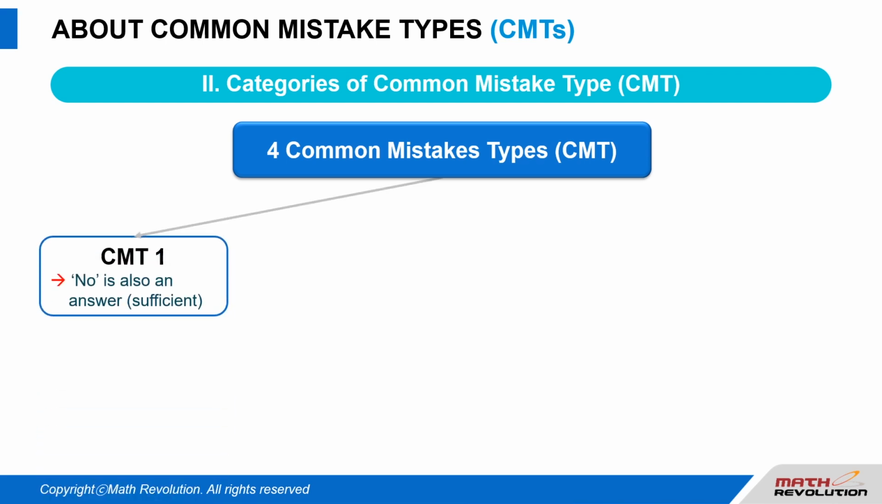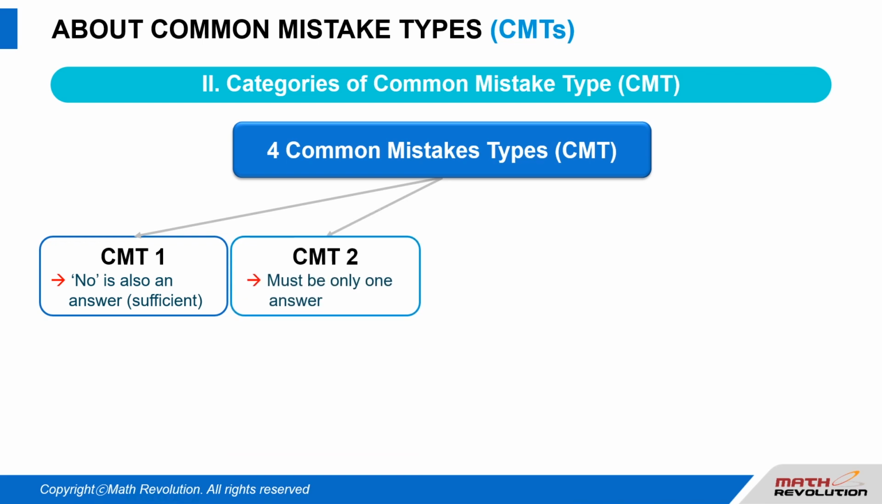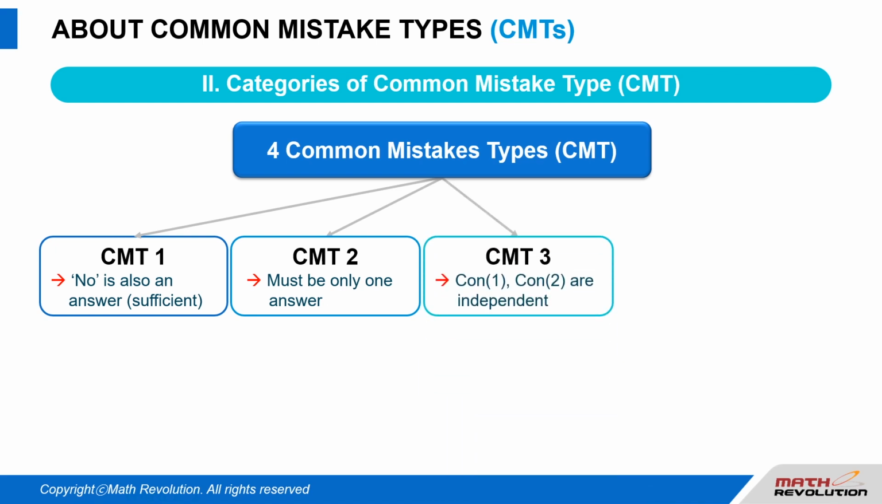1. CMT 1 states that no is also an answer, sufficient. 2. CMT 2 states that there must be only one answer. 3. CMT 3 states that condition 1 and condition 2 are independent of each other. If we look at condition 2, we should not consider condition 1 at all.